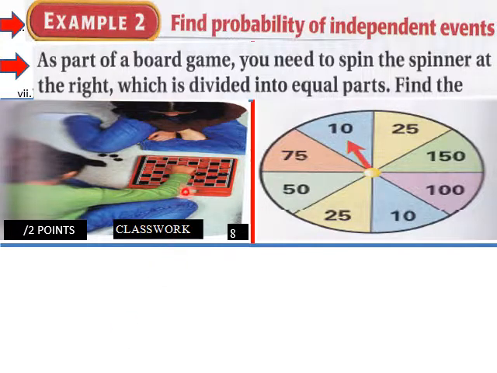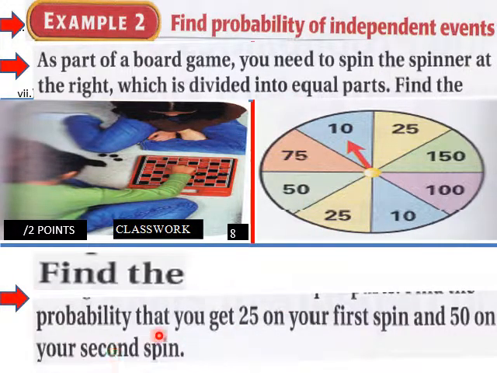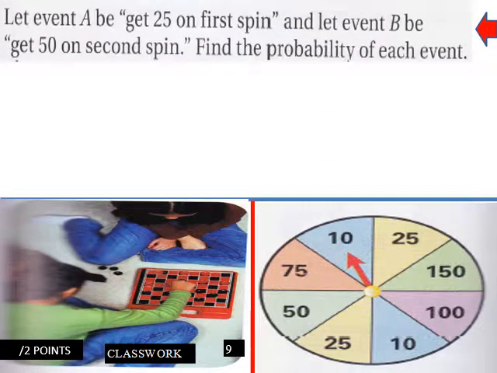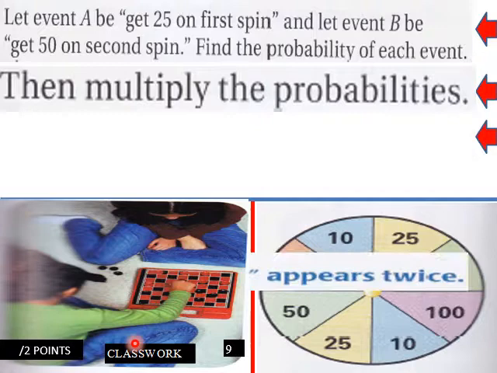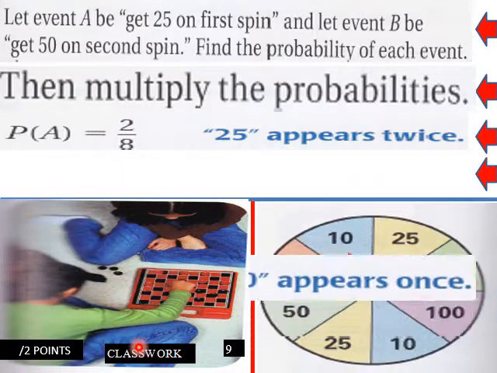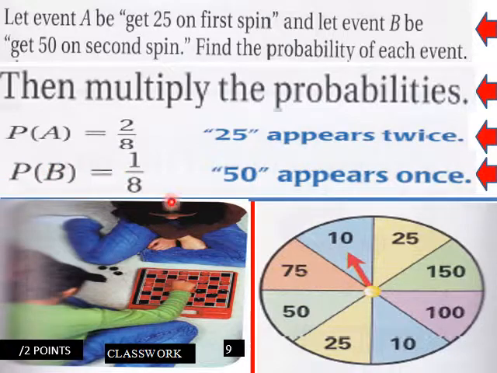So, find a probability of independent events. A board game spinner is divided into equal parts here. Find the probability that you get 25 on your first spin and 50 on your second. In that case, let A be get 25 on the first, let B be get 50 on the second. Find the probability of each event, then multiply the probabilities. So probability A would be 2 out of 8. You get 25 here and 25 here, 2 out of 8. And then the probability B would be 1 out of 8. 50 occurs once right here.